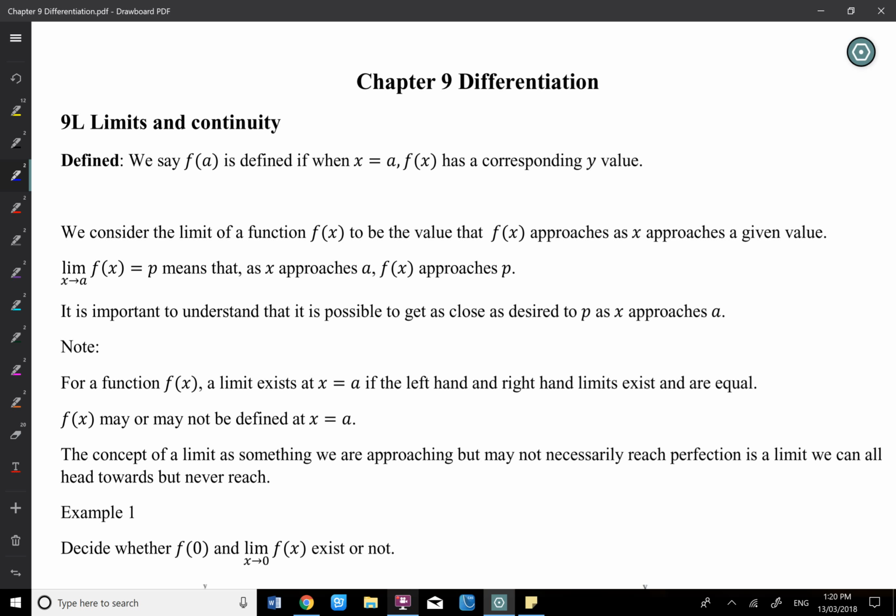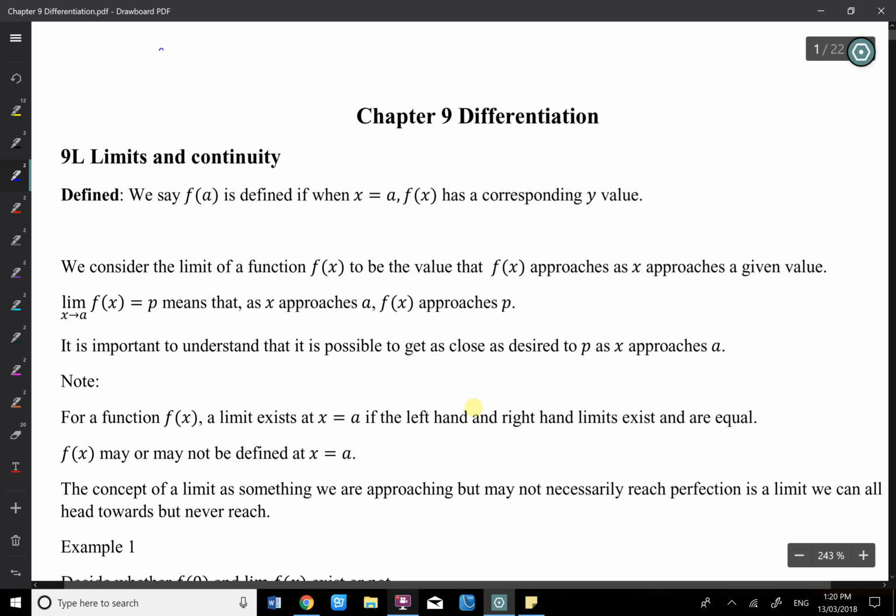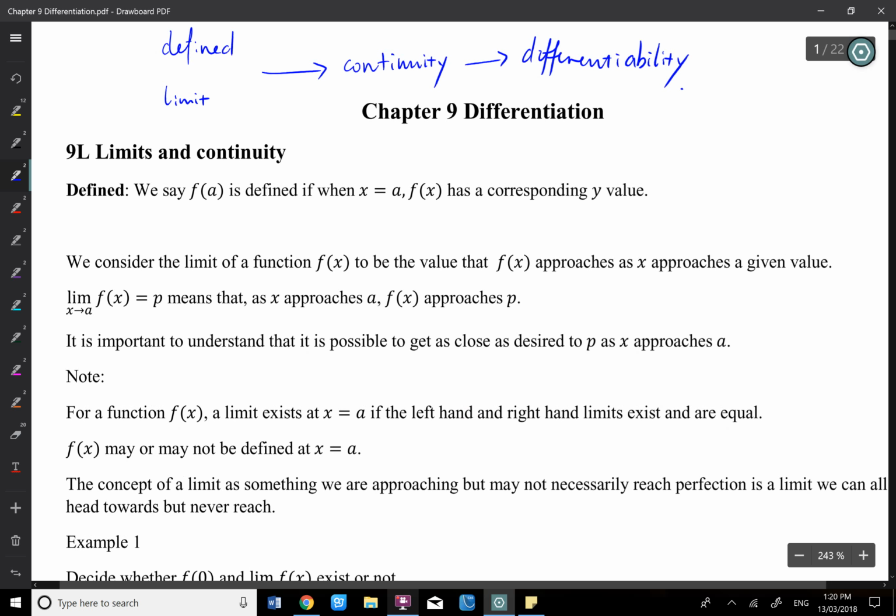So there are 4 definitions basically in differentiation. They are defined, limit, and the next level will be continuity, and the next level will be differentiability. Okay, so 4 definitions here.